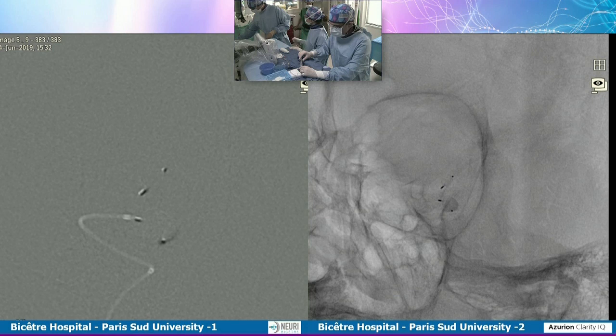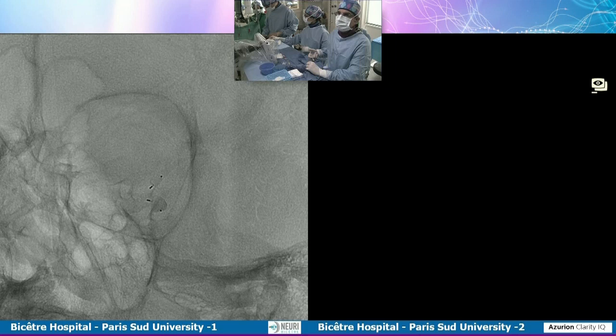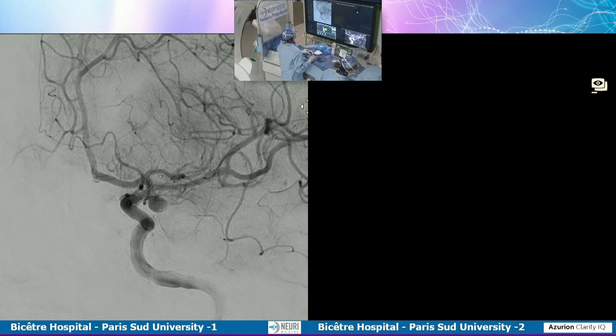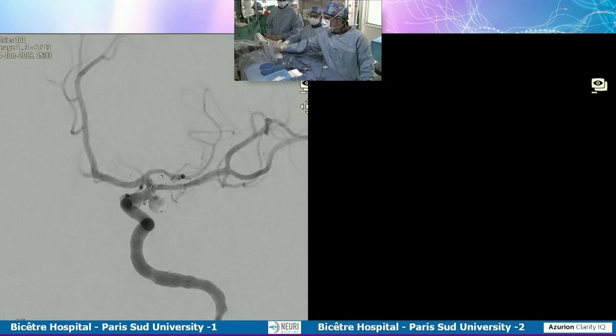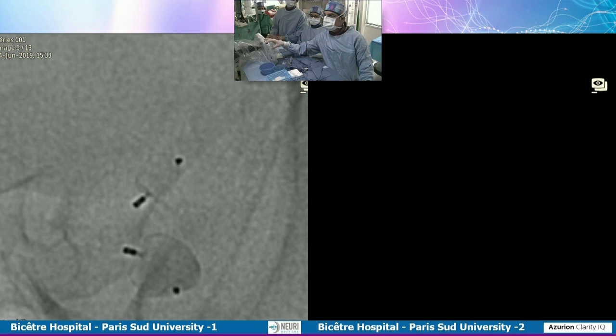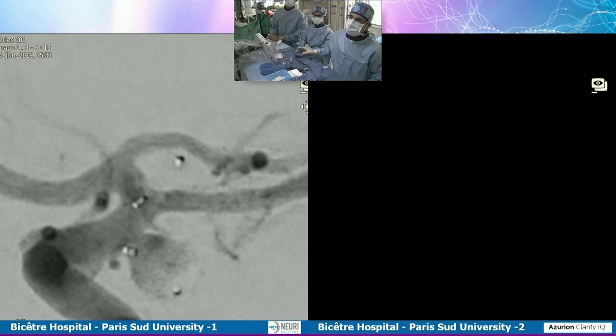We have two questions from the audience. How big is the risk of dislocation, rotation of the web? Dislocation, rotation? Look at the result already there. It's a small one, very well anchored at the level of the neck. Complete occlusion already. Yeah. Thank you. Are you worried about that?